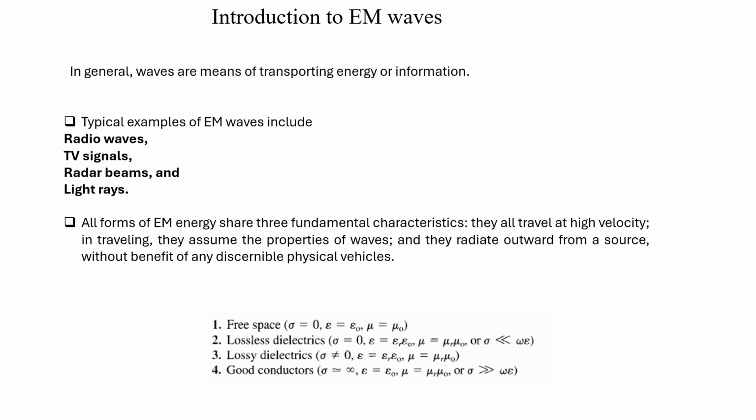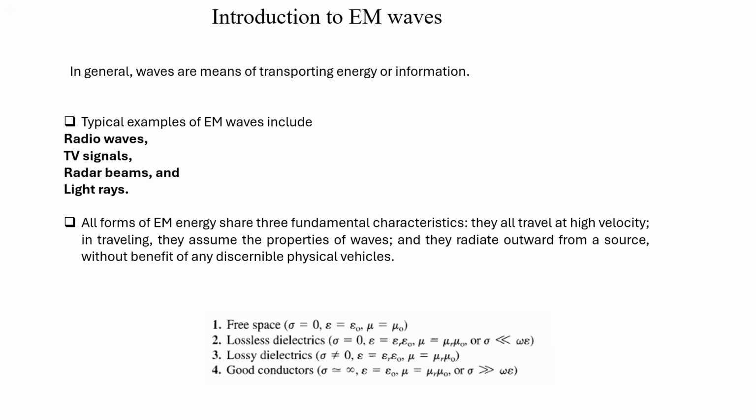First, let's start from the basics of electromagnetic waves. In general, what do you mean by waves? Waves are means of transporting energy or information. For example, radio waves, TV signals, radar beams, light rays, or the mobile phone you are using. How are they receiving the energy and the information? Due to the waves only. So these are examples of waves.